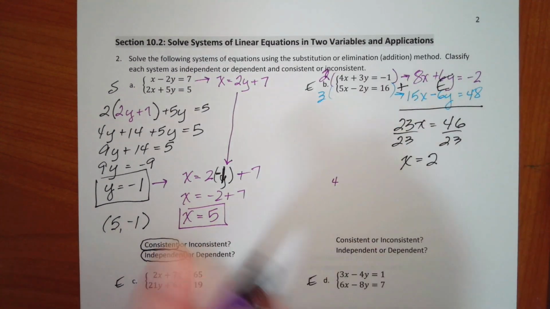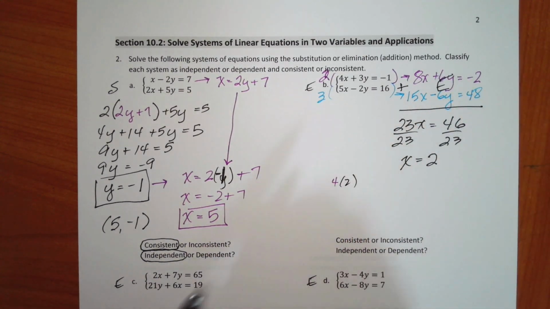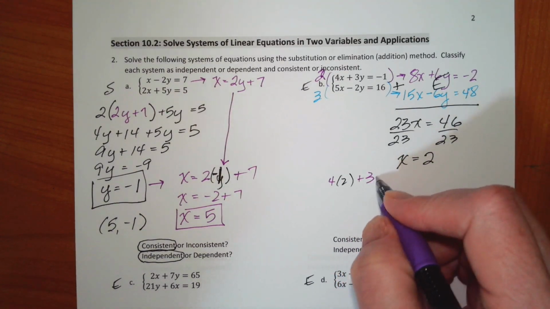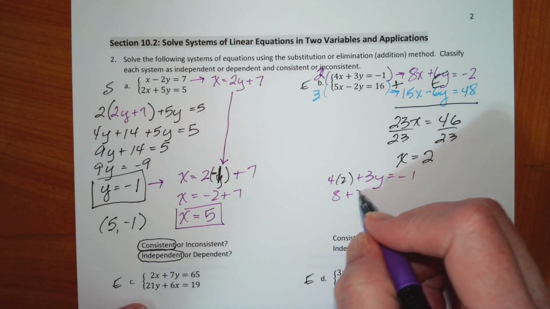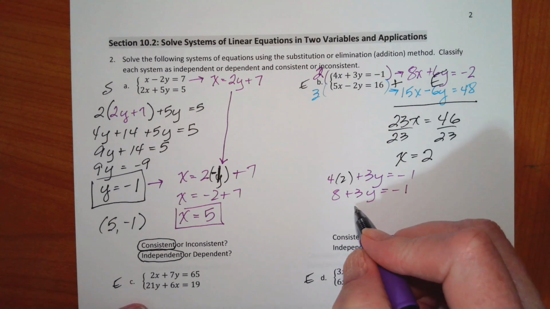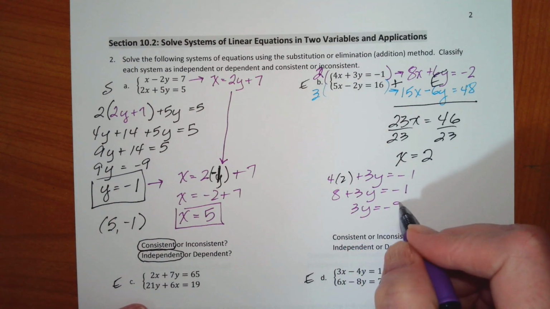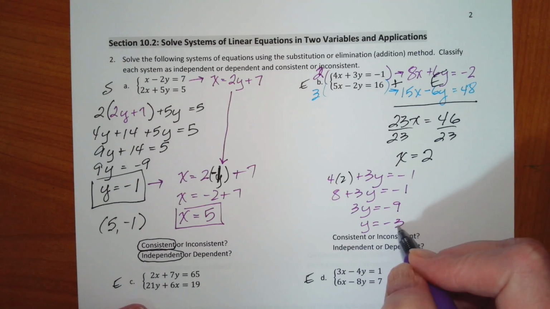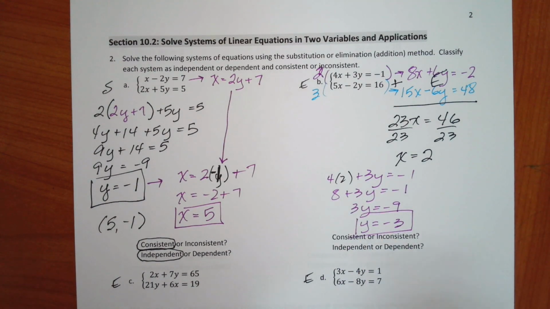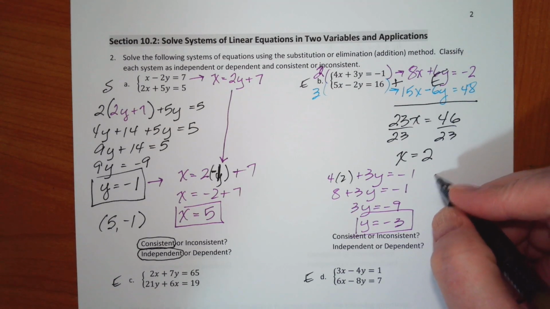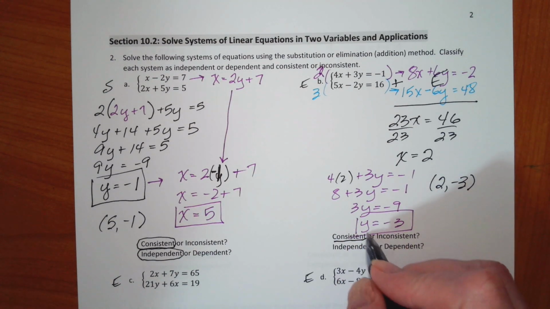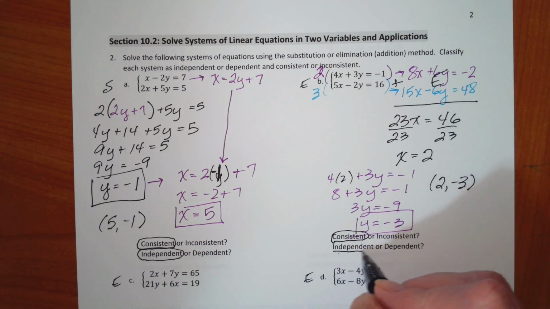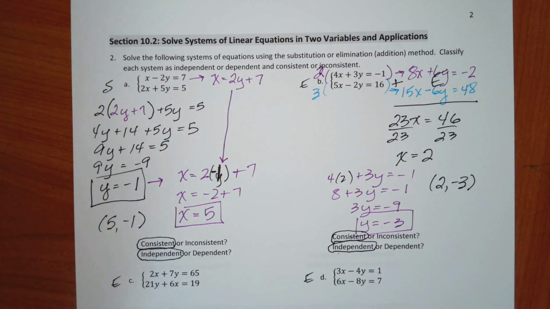So 4 times 2 plus 3y is equal to -1. So that gives me 8 plus 3y is equal to -1. When I subtract 8, divide by 3. Okay, so again, my solution as an ordered pair is 2, -3. There is a solution, so it's consistent, and it is independent, since they are not the same line.